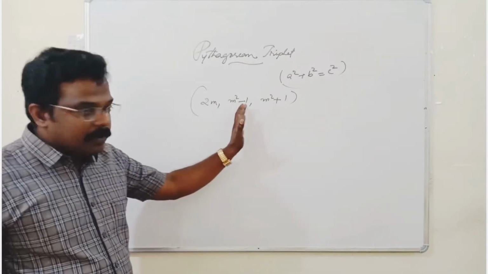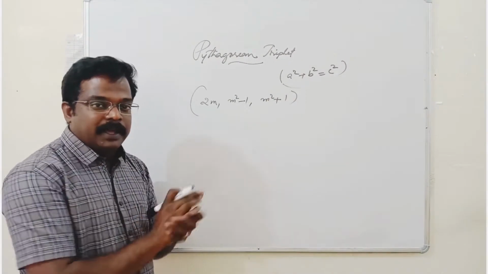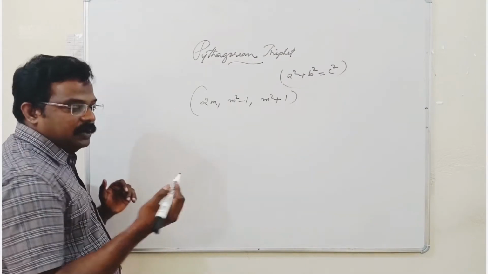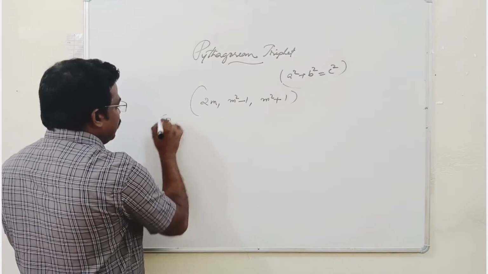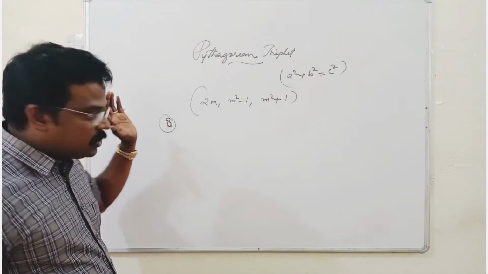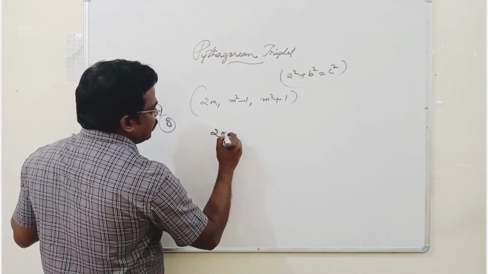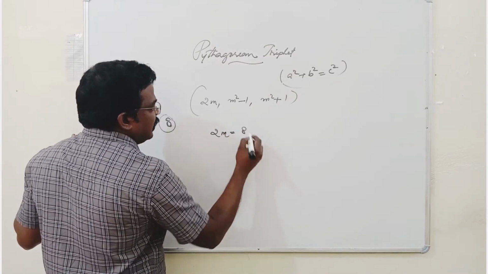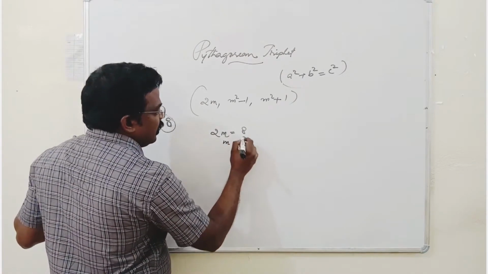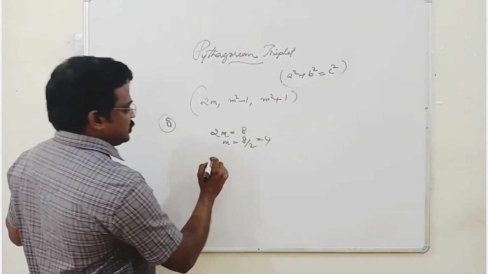So if you get one of the numbers, we can find the other 2 numbers and form that triplet. Here: find the Pythagorean triplet if one of the numbers is 8. 8 is the smallest number in that Pythagorean triplet. So how can we find it? Here we are taking the smallest number as the first number, 2m equals 8. One number we got. So what is the value of m? 8 by 2, that is 4. Next number will be m squared minus 1.